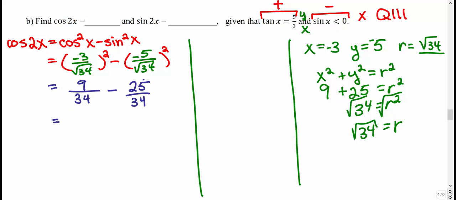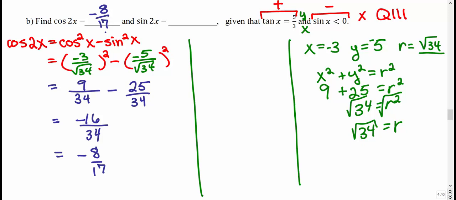9 minus 25, we get a negative 16 divided by 34. And we need to reduce this fraction. Dividing by 2 on top and the bottom, we get negative 8 over 17. And that is our cosine value of the double angle, cosine value of 2x.